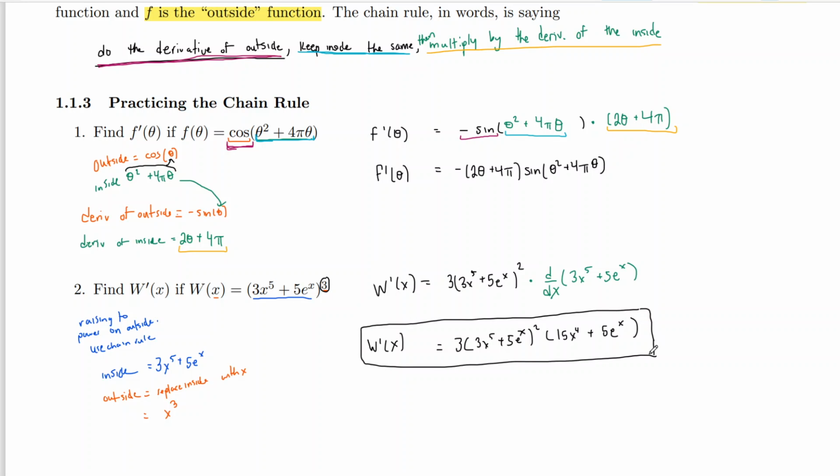Now you can simplify a little bit, but literally the only thing I can see to do is factor a 5 out of the second part here. And you would get the 5 coming all the way out front to make 15. But since it's just a number and it's not a weird number, I'm just going to leave it like this.